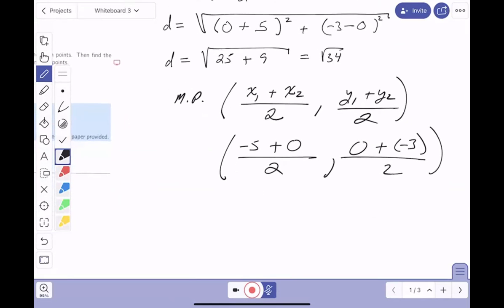So I'll put the midpoint down. What do you get over there? -5 over 2, comma, -3 over 2. All right. So I got the distance, and this is the midpoint. All right. We'll look at our key later.